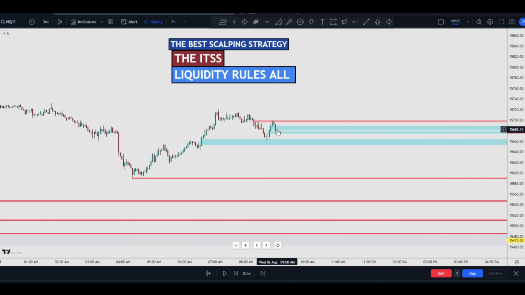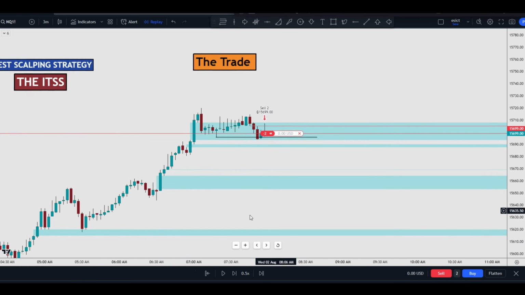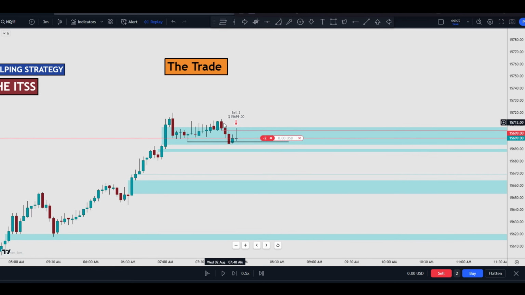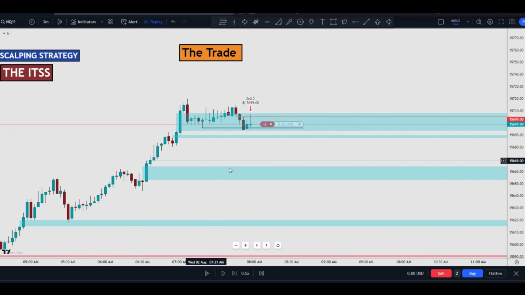All right, it is 9 a.m. right here. Now that you've entered short, you know where your stop's going to be. The best way to scalp this strategy is on low time frames under a 3 minute. And NQ is a great product to trade it because it moves really fast, and each candle with 2 contracts is about $300.